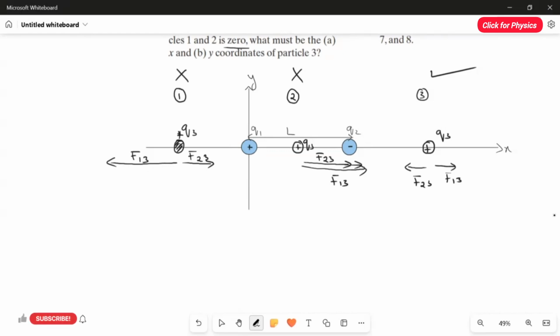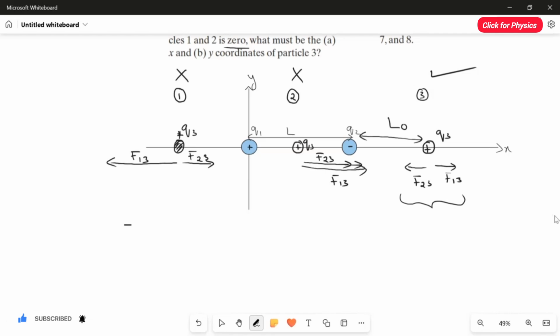But most important thing, we have to give some distance. That means the distance is very, very important. So let's consider the distance between the charges Q2 and Q3. Let's take it as L0. That means the Q1 and Q2 distance is L. The distance between Q2 and Q3 is L0. So now we have to find the x coordinate and y coordinate of the third charge. That means the x value, y value we have to find. So for that, I have to consider this location.